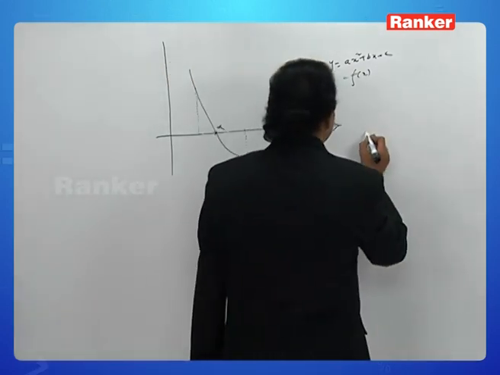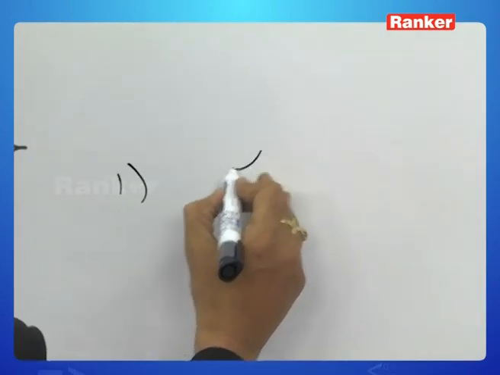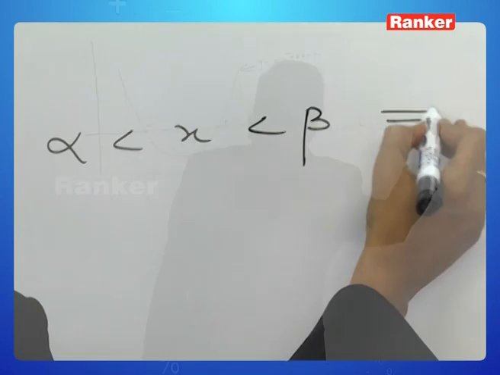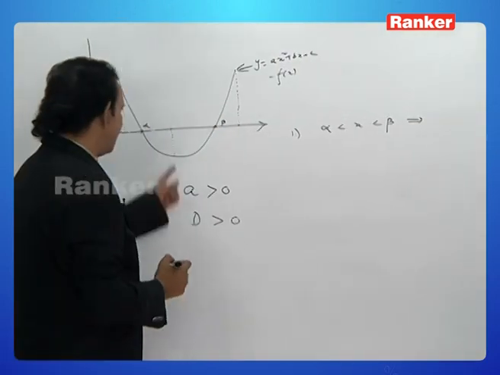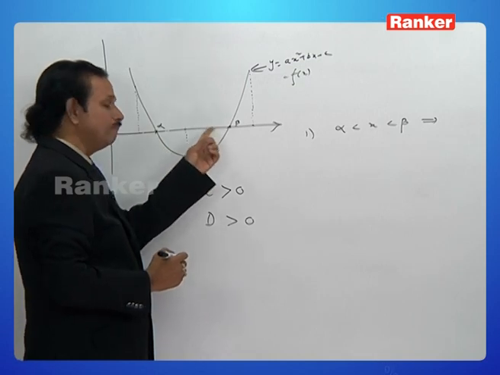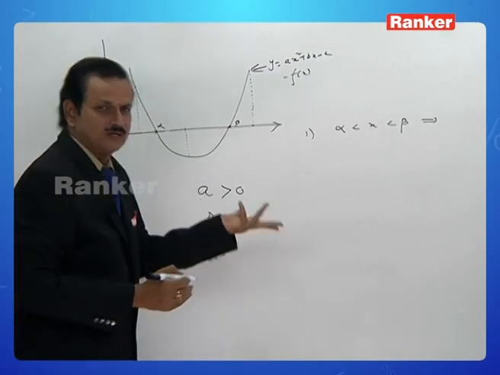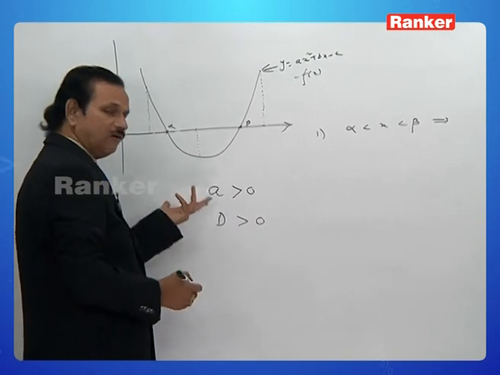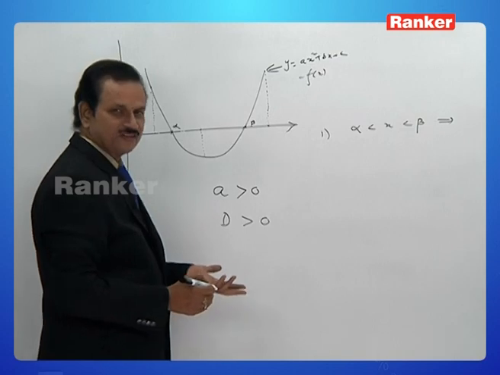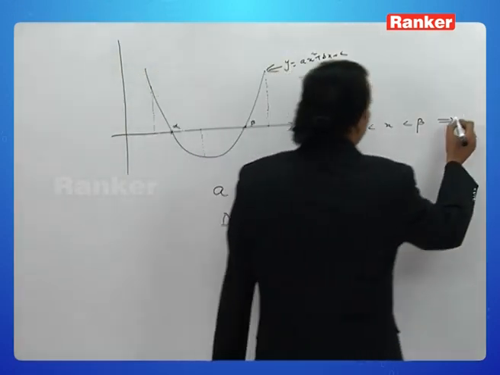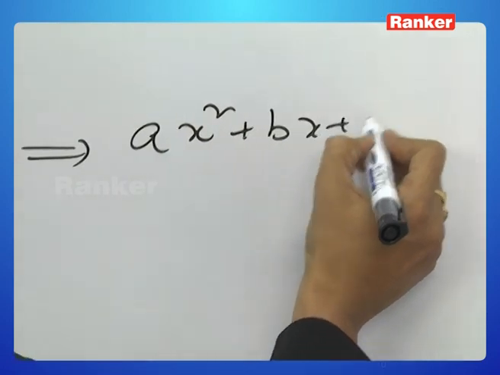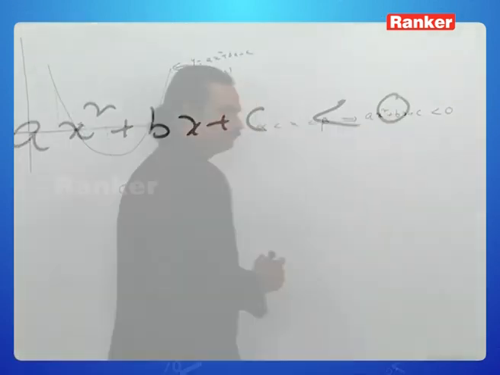So, viewing all these concepts, what are all the things that you can declare? Number 1, alpha less than x less than beta implies, for this x, are you able to have the diagram below the x-axis or above the x-axis? Below the x-axis. And below the x-axis, the y coordinate is negative. That is, the expression is negative. Therefore, ax square plus bx plus c is negative.